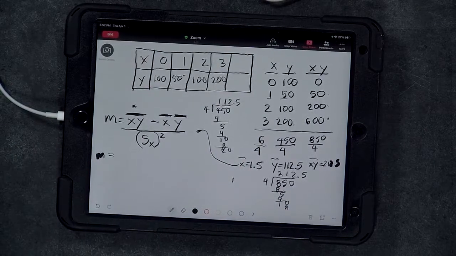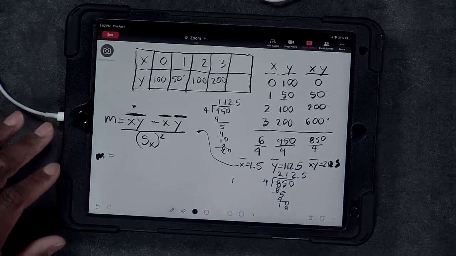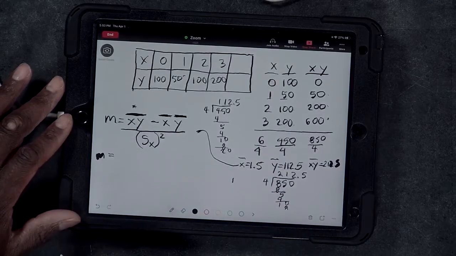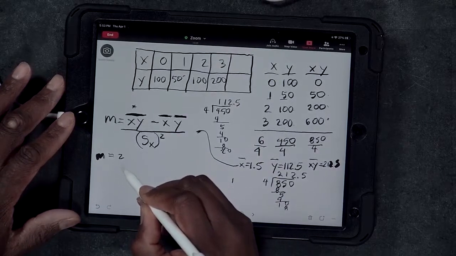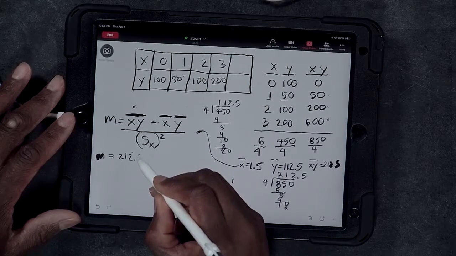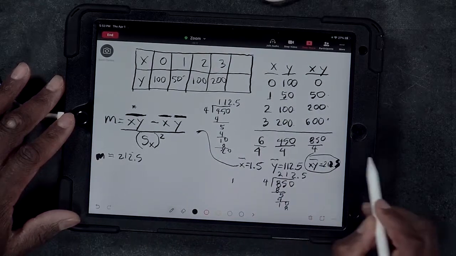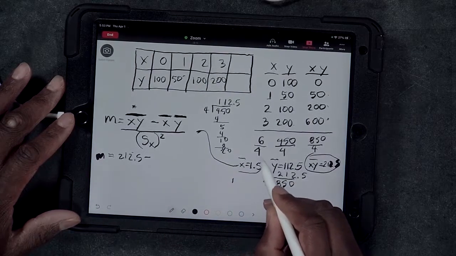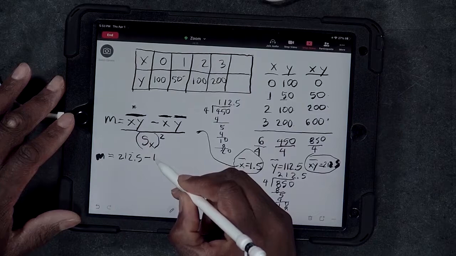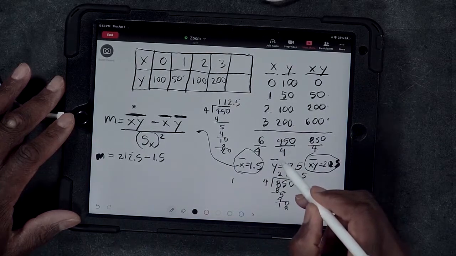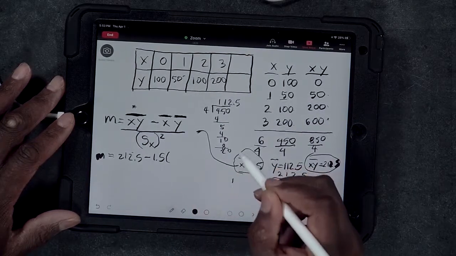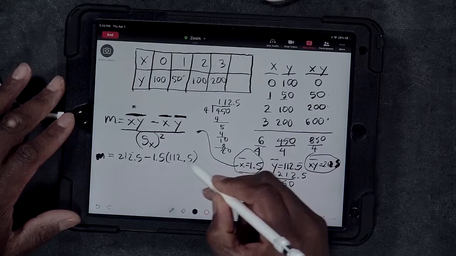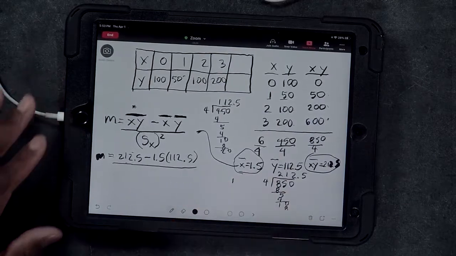We are going to find the slope just like we did in Algebra 1. In Algebra 1, we found the slope first. So that's what we're going to do here. So xy bar is 212.5, we got that from right here, minus x bar, we got that right here. x bar is 1.5 times y bar is 112.5. And all of this needs to be divided by the standard deviation.